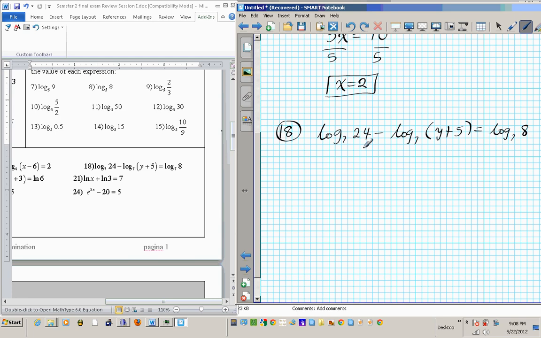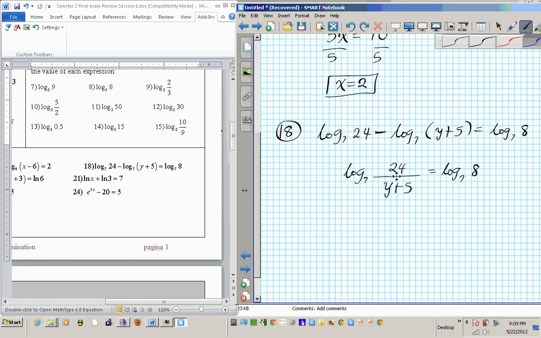We have two logarithms on the left, so they must be consolidated first before I can eliminate, okay? If you have a difference of logarithms, that means you divide. So to consolidate these two, you're going to have log base 7 of 24 divided by y plus 5 equals log base 7 of 8. Now we have a log on both sides with the same base, so we simply eliminate it by using the exponents, okay?